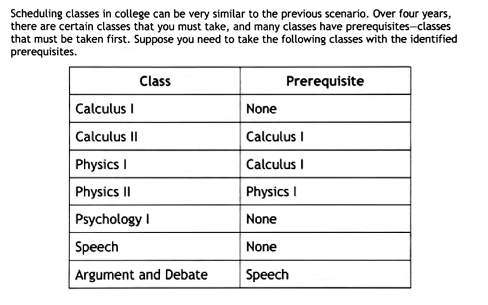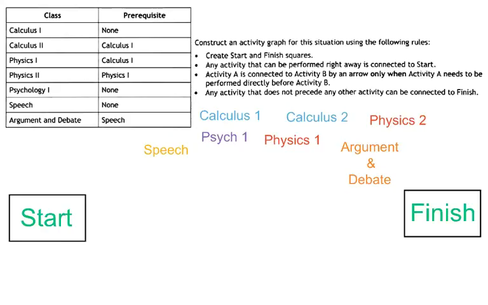You have to take Calculus 1 and Calculus 2, but look, you can't take Calculus 2 until you take Calculus 1. Same thing with physics. And then you have to take Physics 2, but you can't take Physics 2 unless you take Physics 1. And then you have to take argument and debate, but you can't do that until you take speech. So we need to first create a start and finish square.